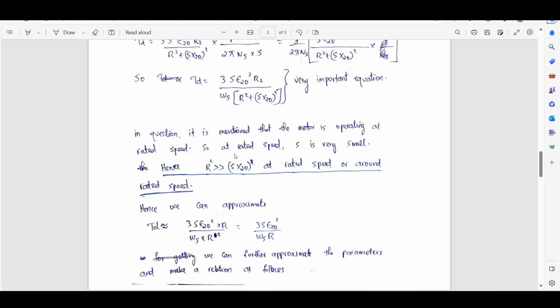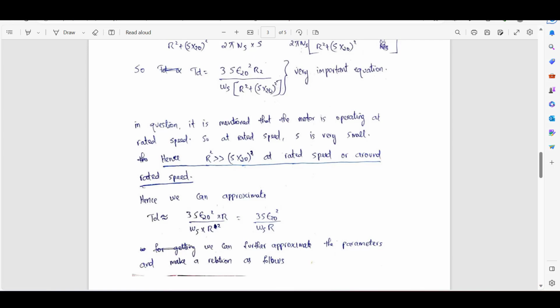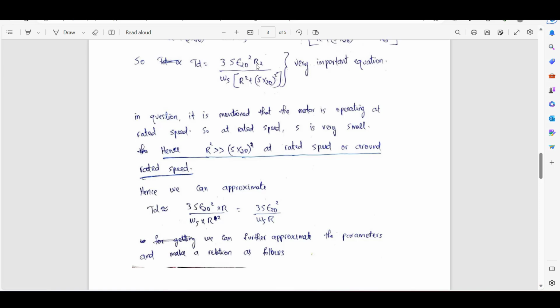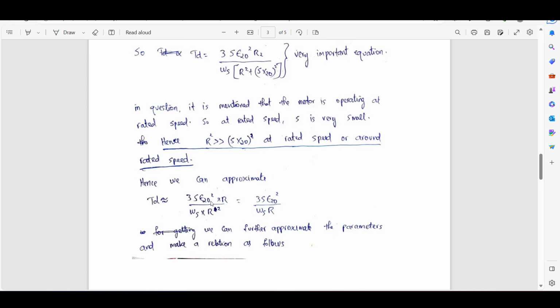So with this approximation, we can neglect Sx20 the whole square, and this equation can be transformed to this equation where Sx20 the whole square is neglected, because this will be very small compared to the R square value. So we can have the approximation that Td is approximately equal to 3 into slip into E2 of 0 the whole square divided by omega s into R.